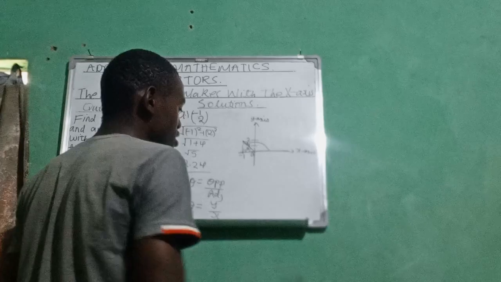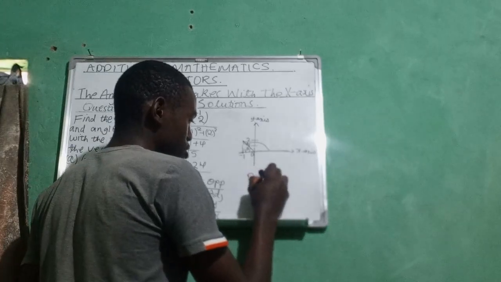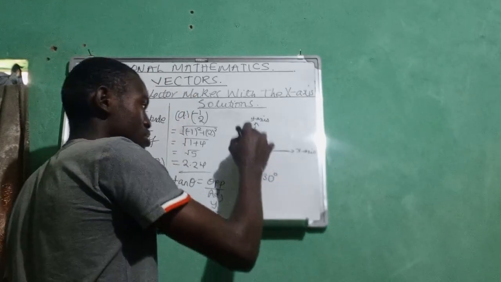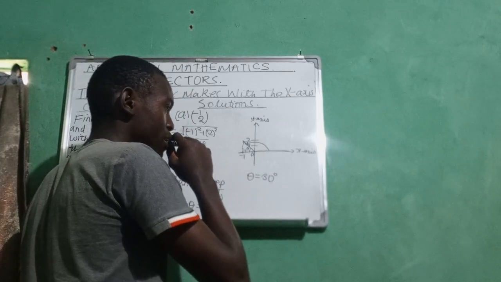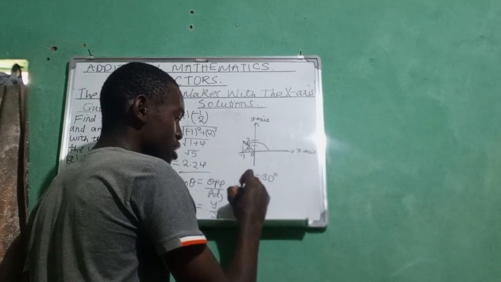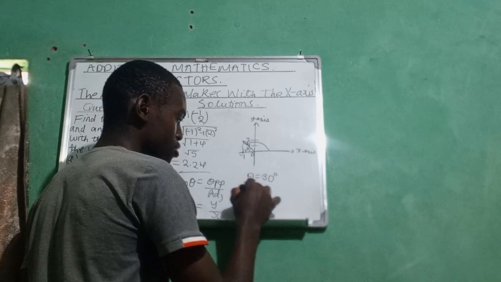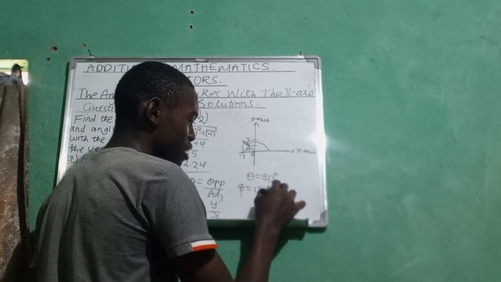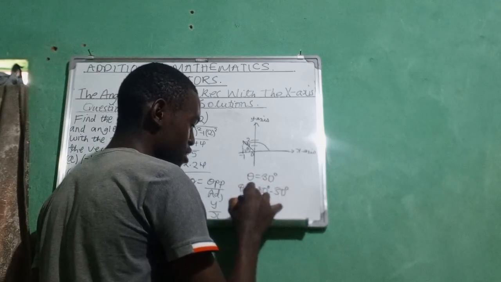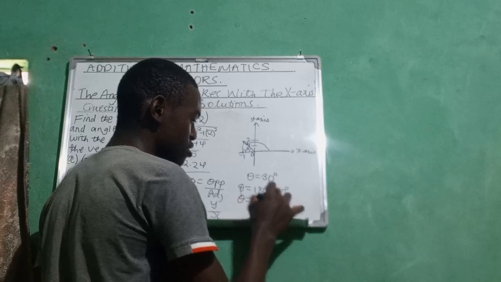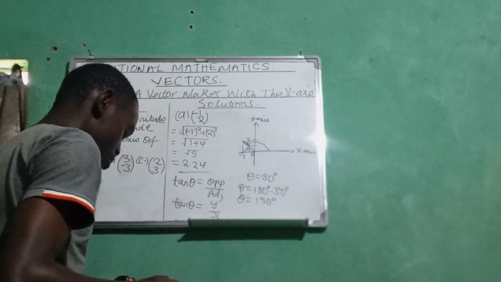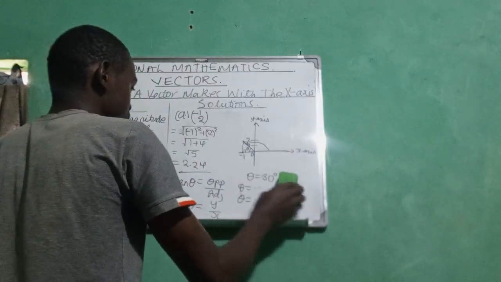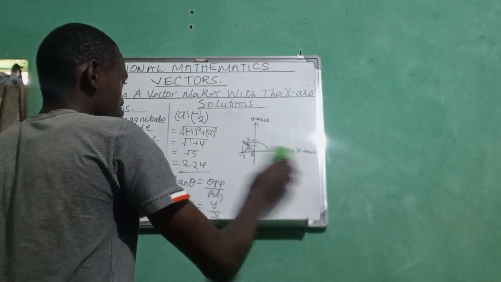It will help you to find the angle. For example, say you found your theta to be 30 degrees, and then it is in the second quadrant. In the second quadrant we always say theta is equal to 180 degrees minus 30 degrees. Theta is equal to 150 degrees. That's what we always do. Alright, we need to clear that up so that we can be moving together.